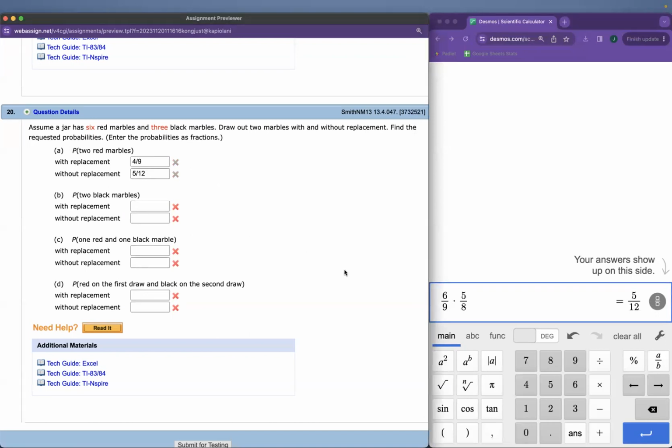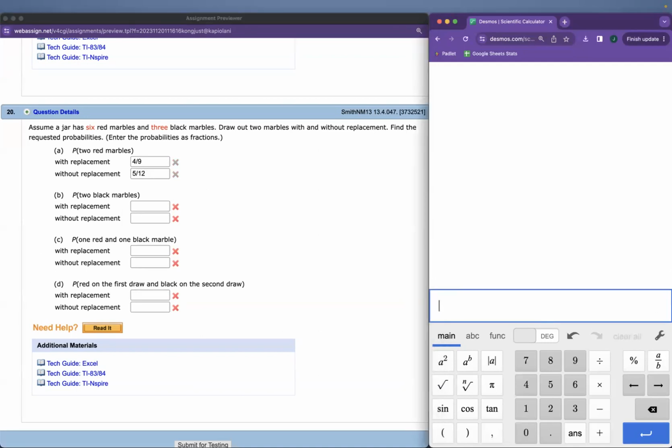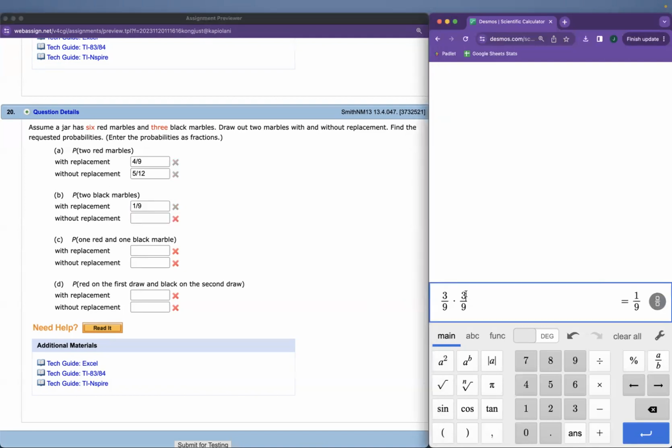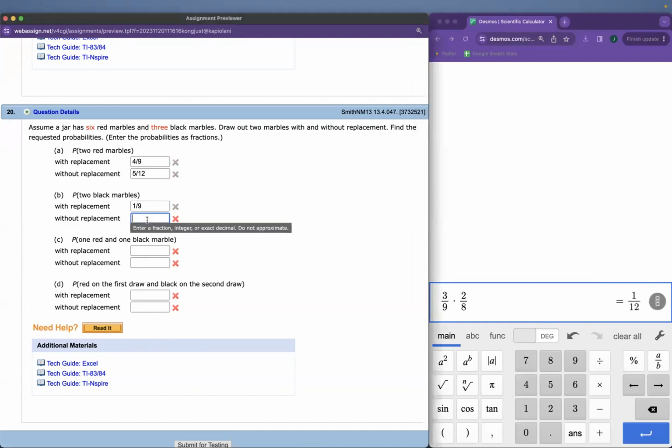The probability of 2 black marbles, essentially the same question, except it's just 3 black marbles out of 9. And if you replace it, second time you go to draw, again, 3 out of 9. That gives you 1 out of 9. Without replacement, it changes slightly. There's 2 black marbles after the first time you pick one, right? And 8 marbles overall, so it's going to be 1 out of 12.